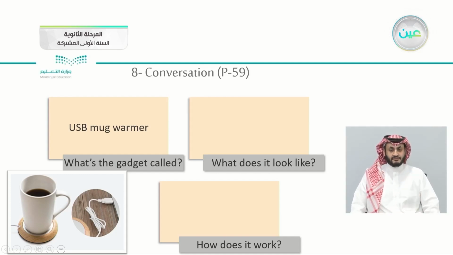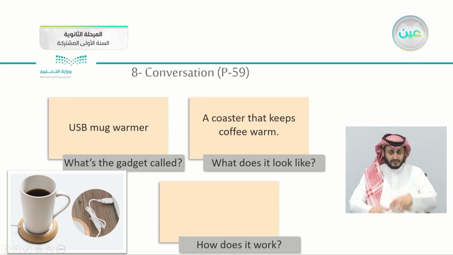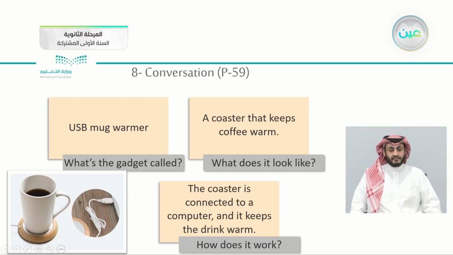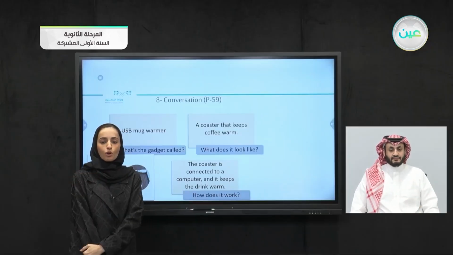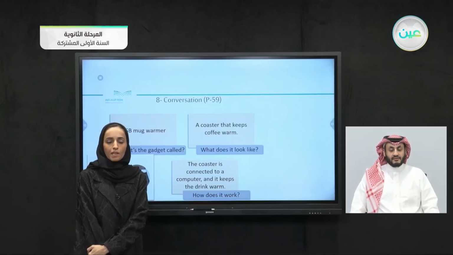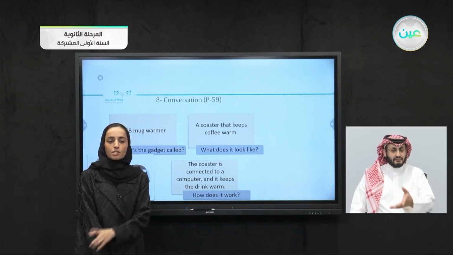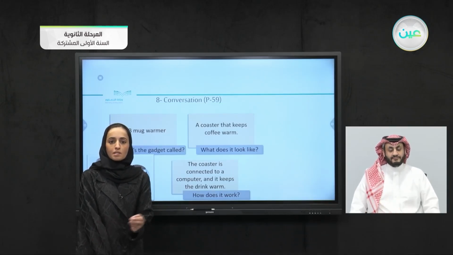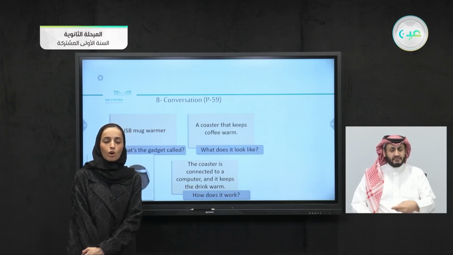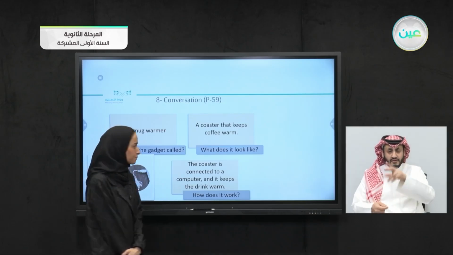What does it look like? It is actually a coaster, which is the base, that keeps the coffee warm. It's only a base. How does it work? The coaster is connected to a computer and it keeps the drink warm. It's not going to be hot, only warm. It will be warm using the power from your computer. Any other gadget or product? Describe it, something that is as simple as the coaster or the flying helicopter alarm.